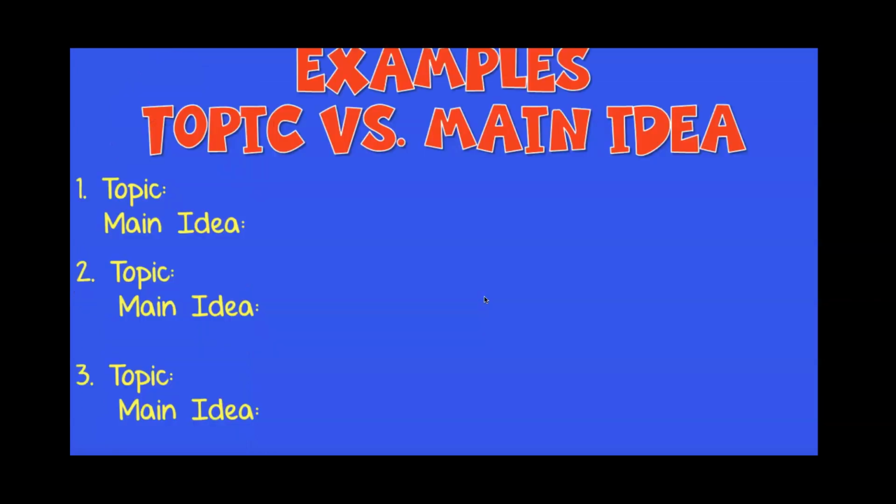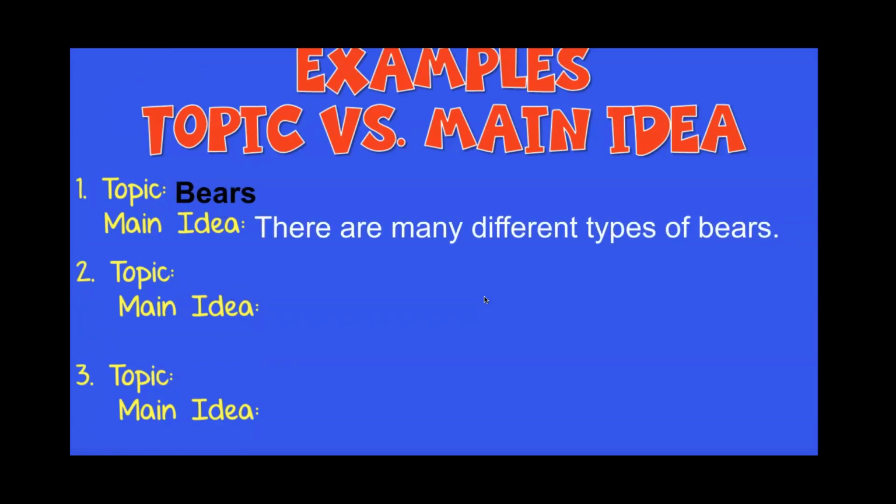All right, so here's some examples of topic versus main idea. Well, the topic could be bears, okay? Well, there's all kinds of information out there about bears. But the main idea of the passage I'm going to write is that there are many different types of bears. I'm not going to get into their habitats. I'm not going to get into their food. I'm not going to get into predators of them, okay? If I was going to write on bears, I need to come up with my main idea.